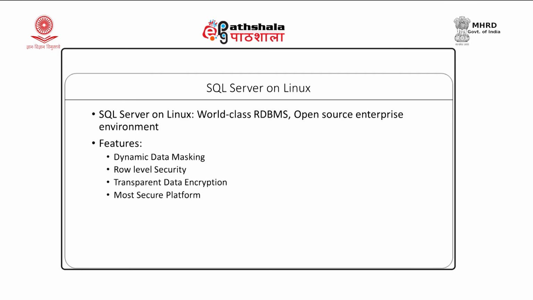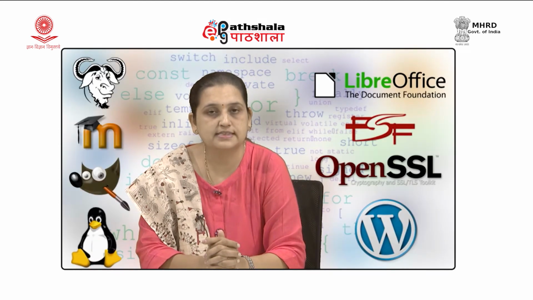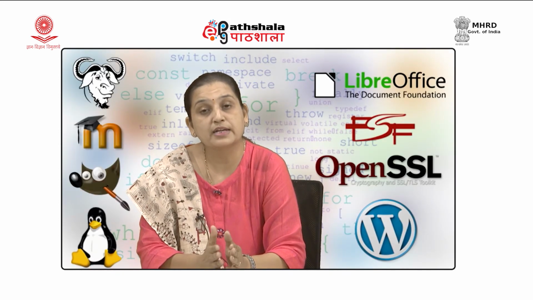Now, what do I mean when I say dynamic data masking? It limits sensitive data exposure by masking it from non-privileged users. It is used to greatly simplify the design and coding of security in the application. Row level security enables customers to control access to rows in a database based on the user executing the query. So, here SQL Server for Linux is available.